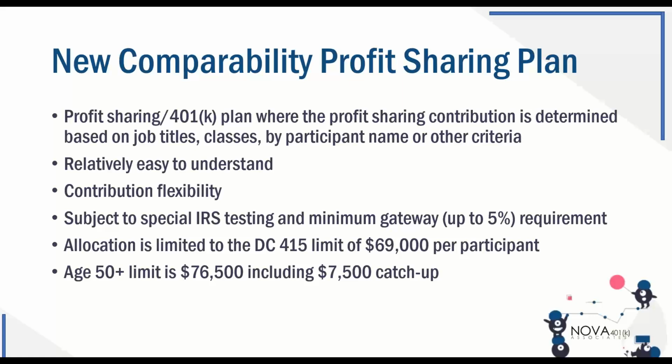If you have a good year, you can give the people that have helped to generate that income more, however you want to do it. But with the flexibility comes more testing requirements. And it also brings the gateway requirement. So if we're going to be testing this plan with all the multiple people, the multiple benefits, you're generally going to have to give 5% of pay to everybody in the plan.